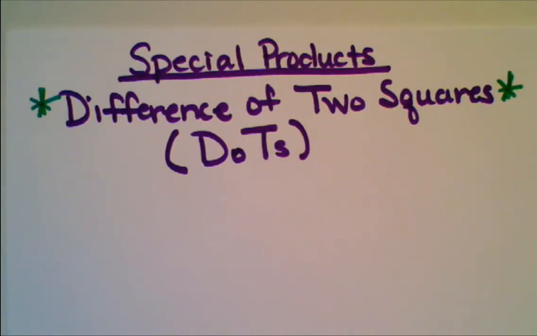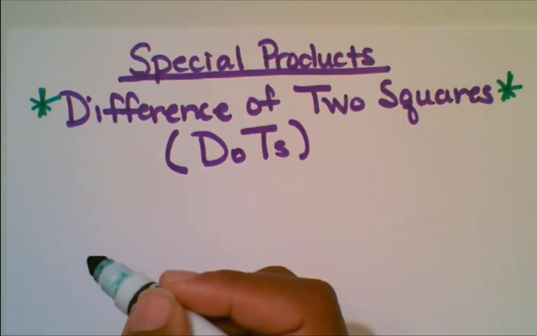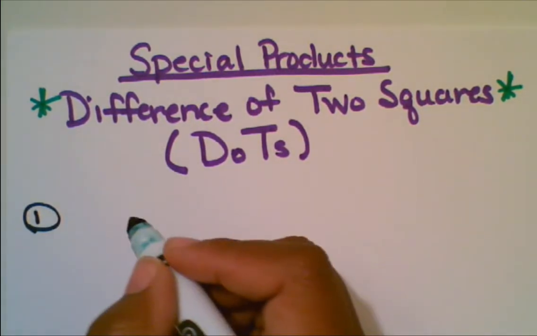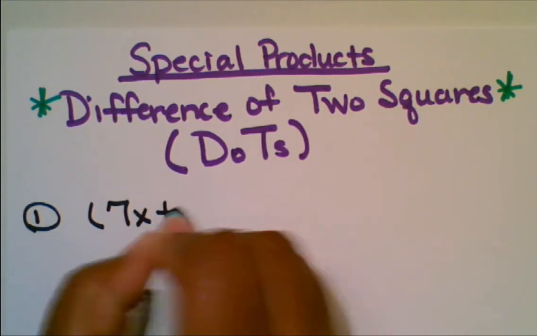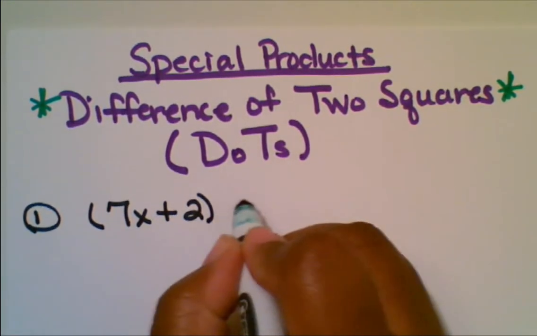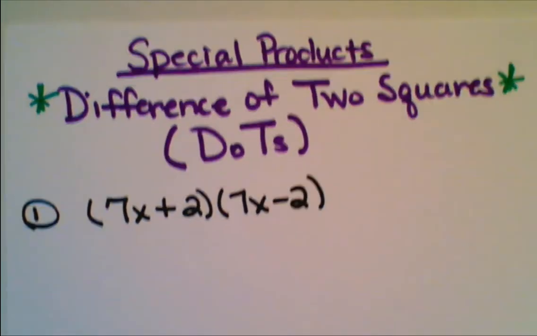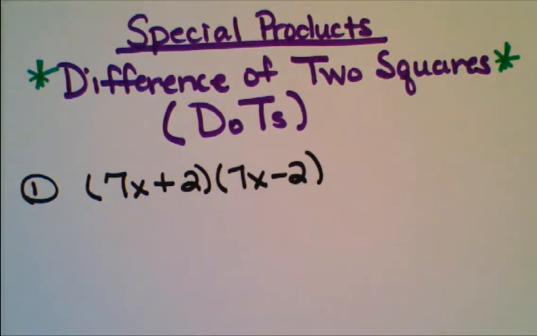Another special product is the difference of two squares, as I call it. An example of difference of two squares would be 7x plus 2 times 7x minus 2. We're multiplying two binomials. And what makes this a special case? Well, let's FOIL and see what happens.